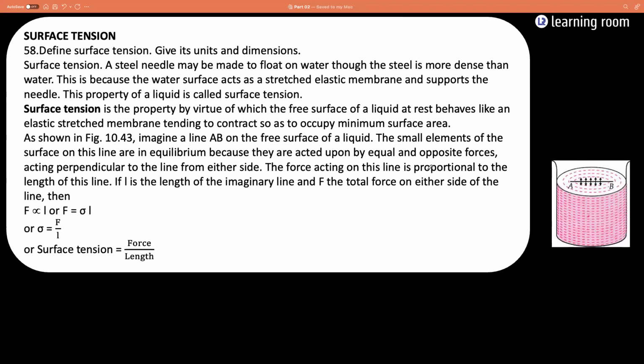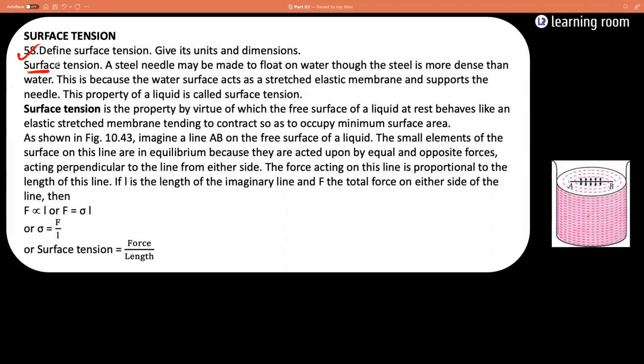So the next concept we'll see is surface tension. As the name suggests, when you talk about the surface, the surface of any liquid acts as an elastic membrane. So when you drop a steel needle on top of the surface of the liquid, generally steel is more dense compared to water, am I right? So what is supposed to happen? It is supposed to sink.